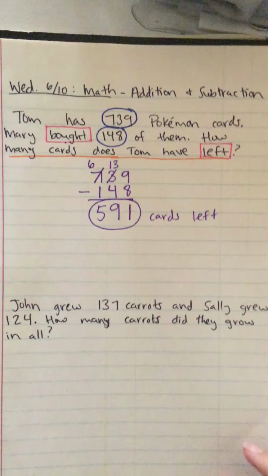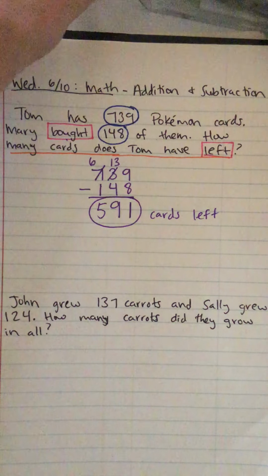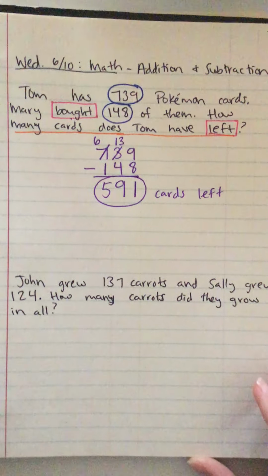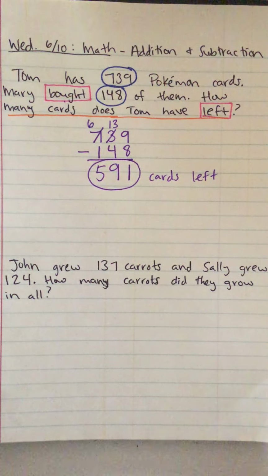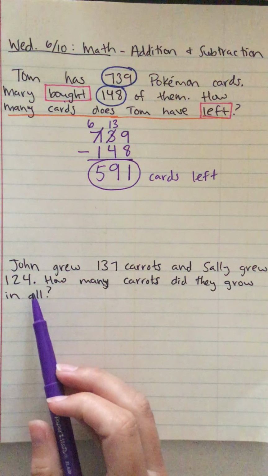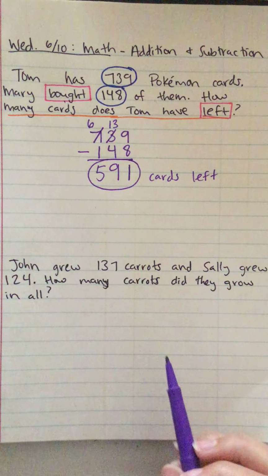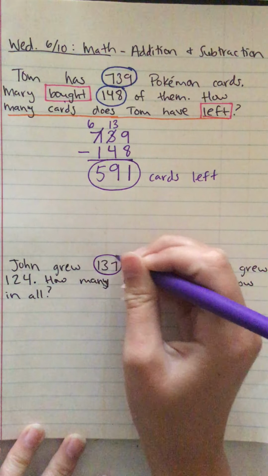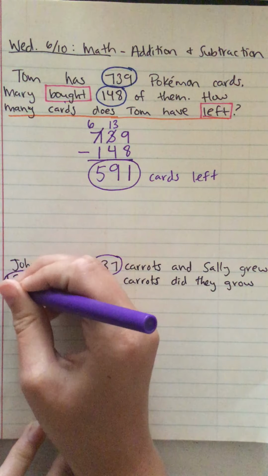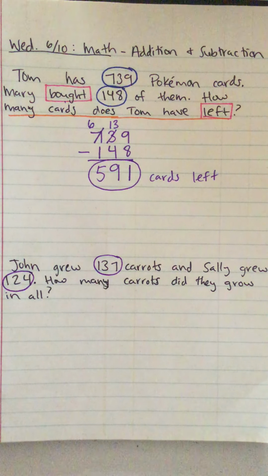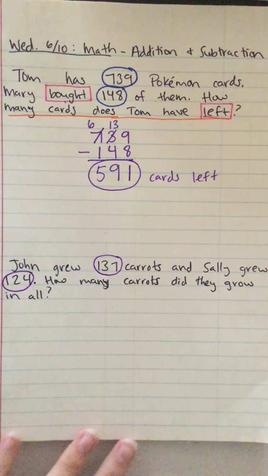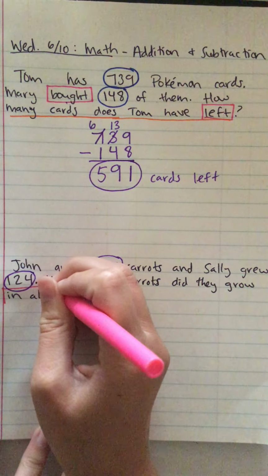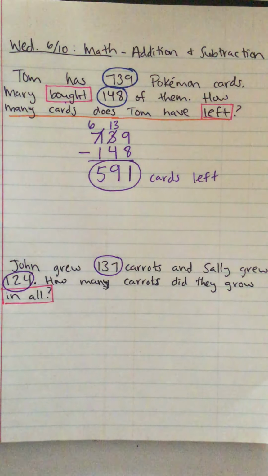Let's look at this next one. John grew 137 carrots and Sally grew 124. How many carrots did they grow in all? So first, circling those numbers, 137 and 124. Okay, now I need to box some clue words. "In all" is going to be my clue word, in all.